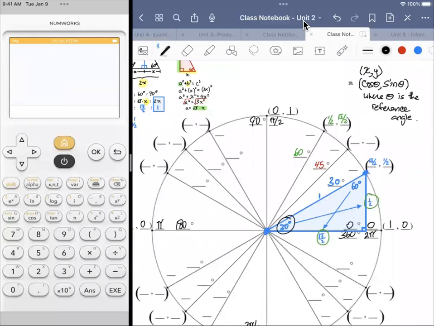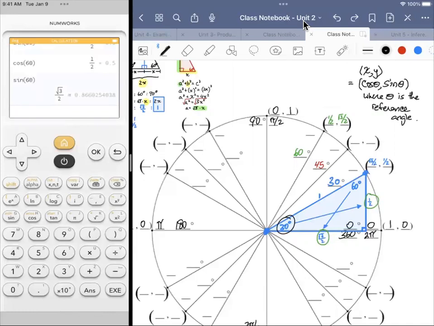So if I do cosine of 30, radical 3 over 2. So that's this measure here. If I do sine of 30, I get 1/2, which is this measure over here. If I do cosine of 60, 1/2, that's this measure over here. Sine of 60, radical 3 over 2, that's this measure over here. All right, so we have two little bits of the unit circle taken care of.